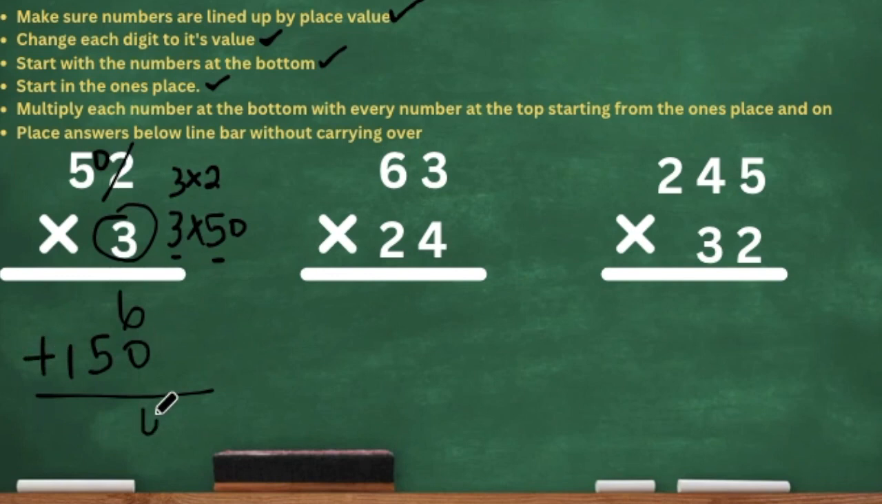Now I'm just going to add them together. 6 plus 0 is 6. 5 plus nothing is 5. 1 plus nothing is 1. So my total answer is 156. That's it. That was rather easy.